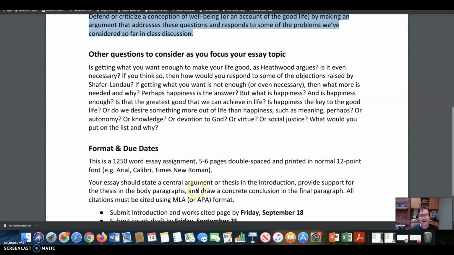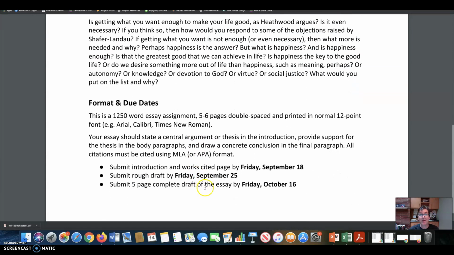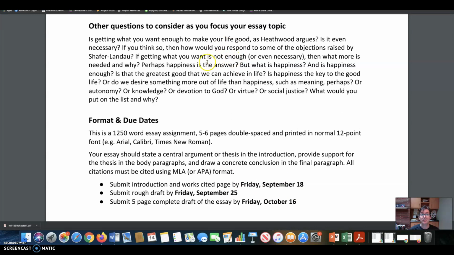Okay, I'm going to wrap up this first video here, and we'll come back and talk about citing sources and the format. But just quickly, the structure of the essay. It's a 5-page assignment. You don't have to answer all of these questions here. These are questions that are meant to help you focus your topic.